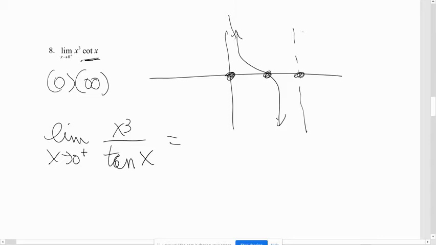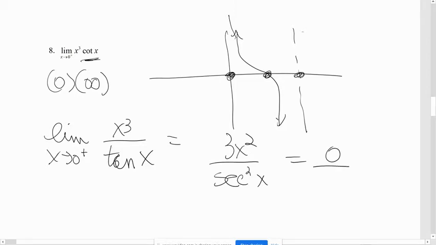All right, so I can take the derivative of the top, which would be 3x squared, and the derivative of the bottom, which is secant squared x. That's the very first thing that we did in the fall. Now we're on the top, plug in 0, I get 0. And if I get 0, I'm going to do L'Hopital's rule.